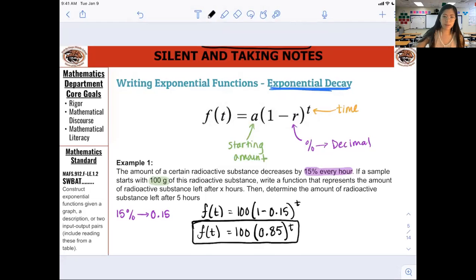Now let's see. It says find the amount of radioactive substance left after 5 hours. So we're going to plug in 5. And again, remember, when you're plugging this into your calculator, you have to do the exponent first. So we're doing 0.85 to the power of 5. Leave the answer on your screen and multiply it by 100. So take a moment, see what you get.